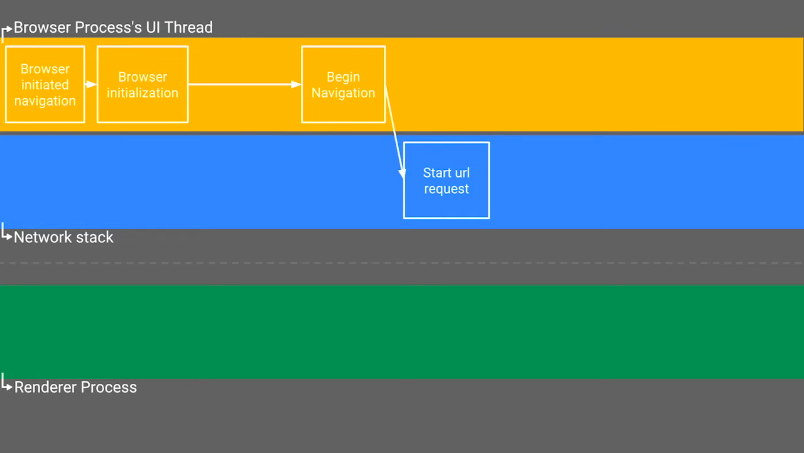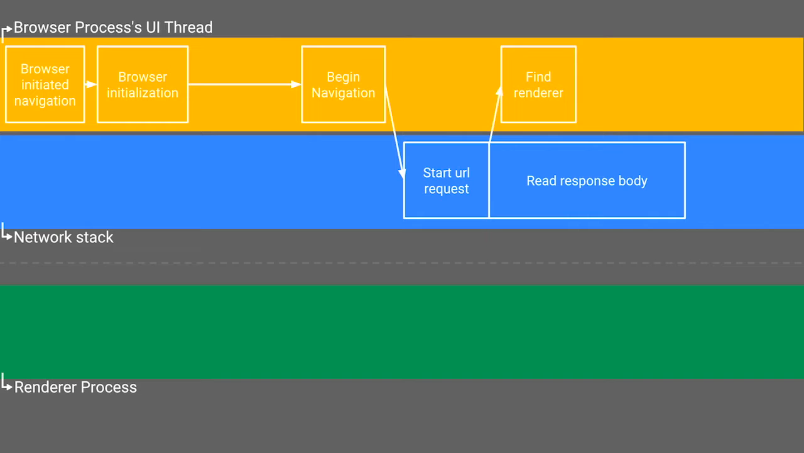From that point on, we're going to hop over to the network stack and say, hey, this URL is what we need to request from the network. Go ahead and start the request. And then when the response comes back, we're going to go back to the UI thread. We're going to get notified, hey, we have a response. Find me a process that needs to render this content. Then we would find the process, we'll create the render process frame if needed, and we'll commit the navigation.